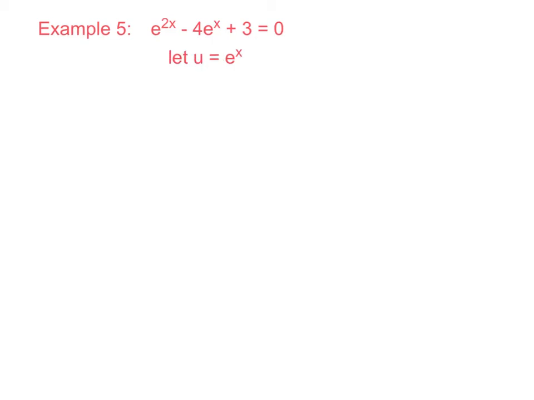Because if we let u equal e^x, then our result would look like this. u² - 4u + 3 = 0. Now this should be a pretty basic quadratic to factor. So if we factor it, our results would look like this. (u - 3)(u - 1). And if we solve each of these for u, u could equal 3 or u could equal 1.